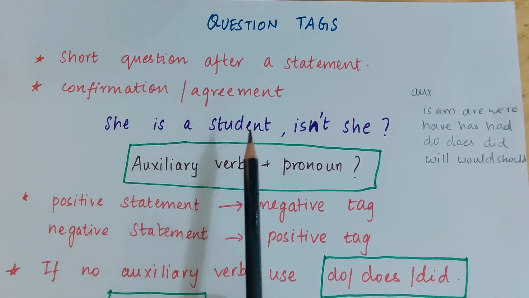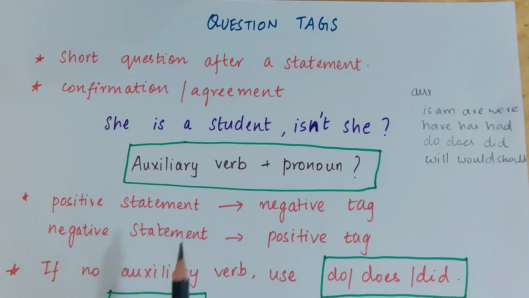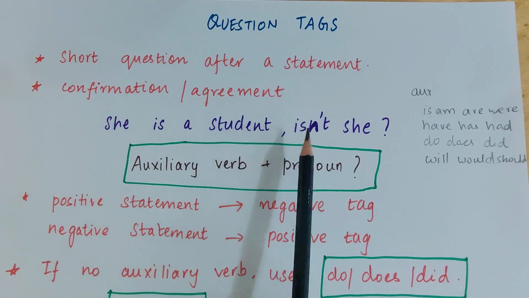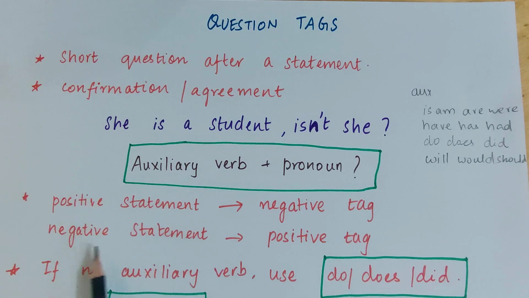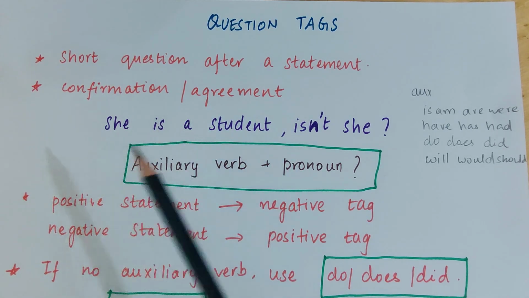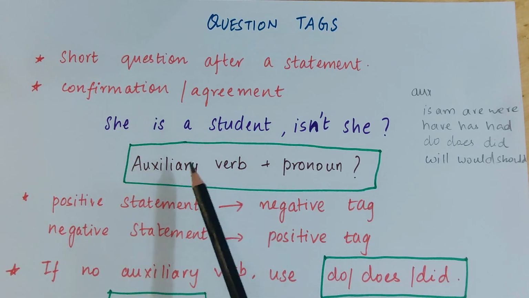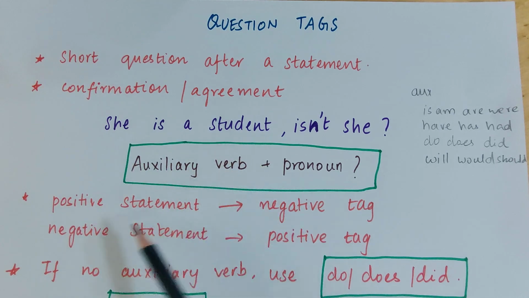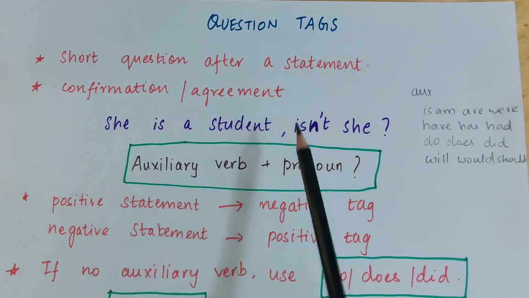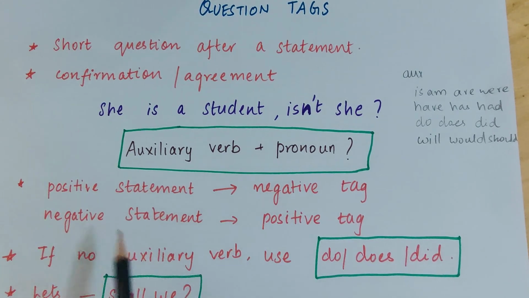The second step is to find out whether that statement is a positive or negative type. If it is a positive statement, we have to add a negative tag. If it is a negative statement, we have to add a positive tag. If the statement contains negative words like no, none, never, not, then it is a negative statement. If no such words are present, it is a positive statement.